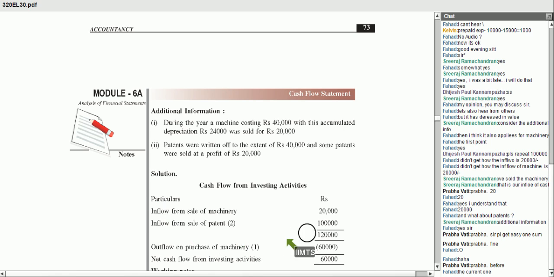Inflow is 1,20,000, outflow is 60,000. So it means that 1,20,000 is coming into my account and 60,000 is going out of my account, right? So I am having a balance of 60,000. That is what net cash flow from investing activity is: 60,000.